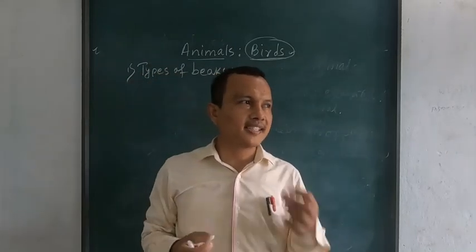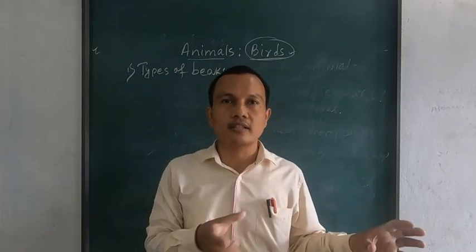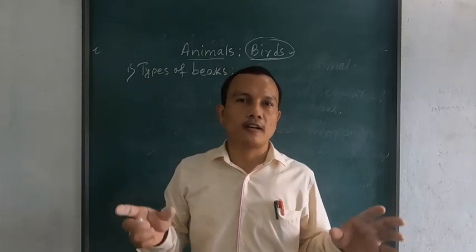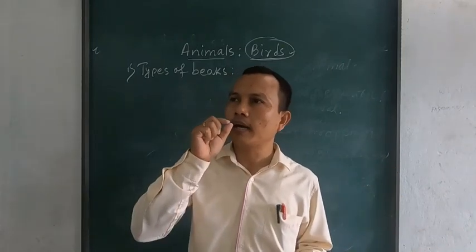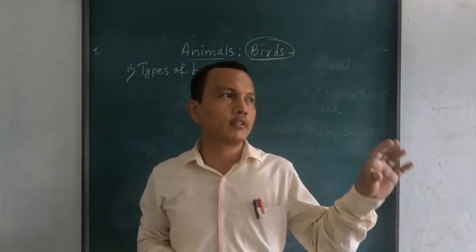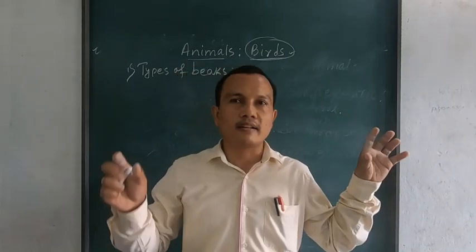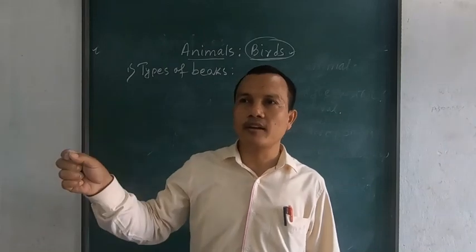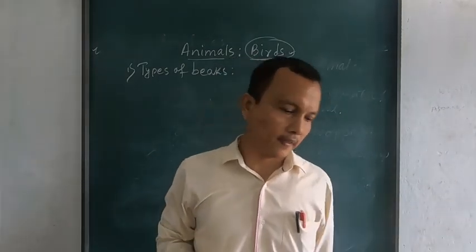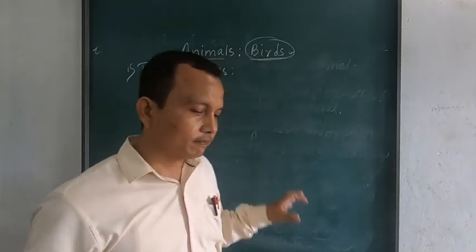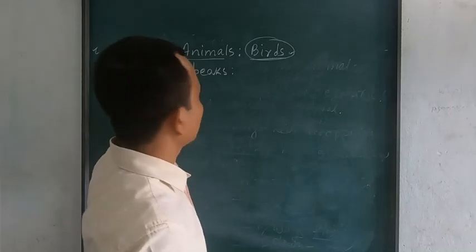As human beings have teeth, birds have beaks. They are toothless animals. They have a beak which they use for eating insects, their prey, or some nuts or food, let us say. Okay, fine. Now there are different types of beaks.